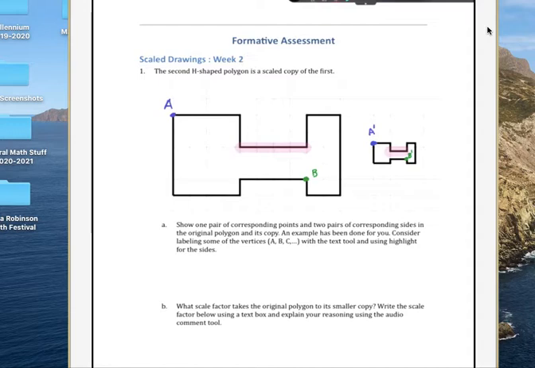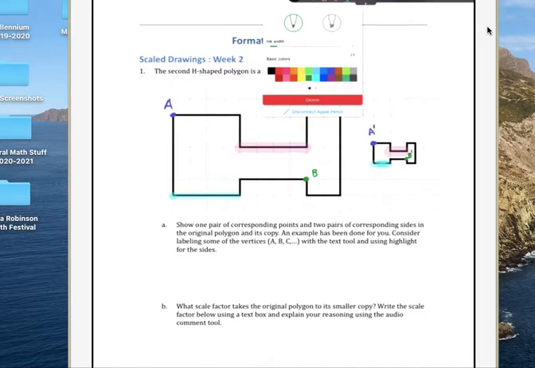If I want to maybe highlight the bottom left part of the H, then I'd have to go over here to the bottom left part of the H on the smaller figure, and those would be corresponding. Okay, hopefully that makes sense. Let's go back to this problem and we'll look at part B.